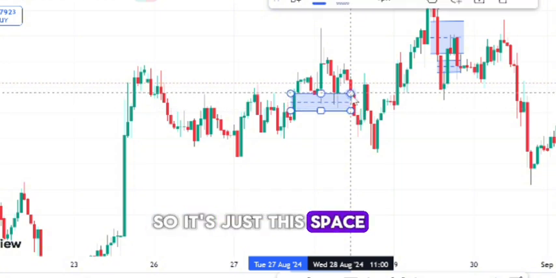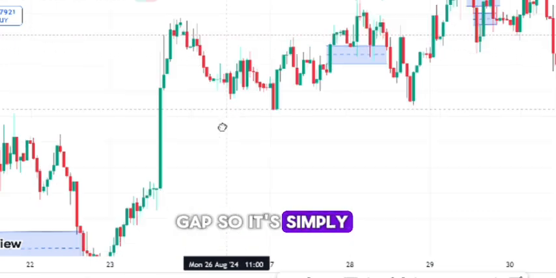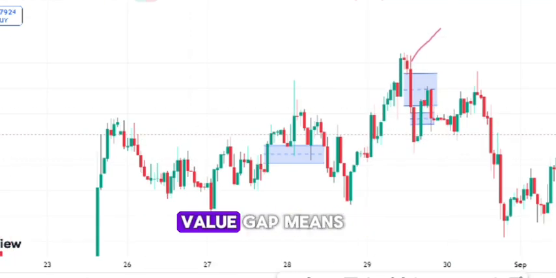So it's just the space, and this is a big fair value gap. This is a fair value gap, so it's simply an imbalance. Price will definitely come to fill it in. That's simply what fair value gap means.